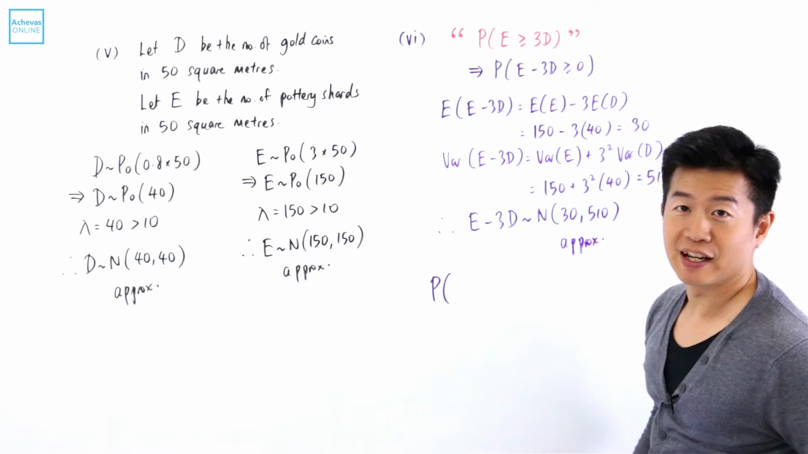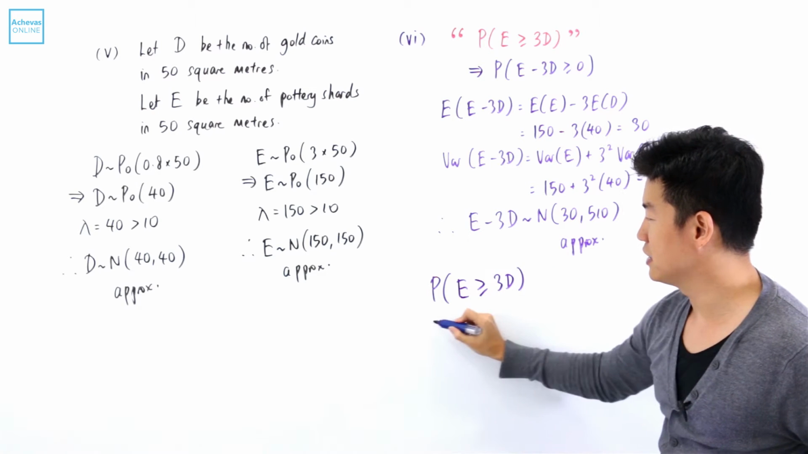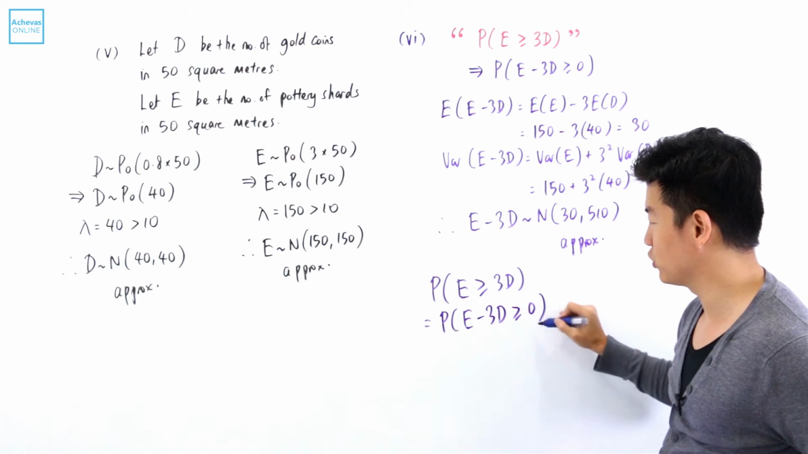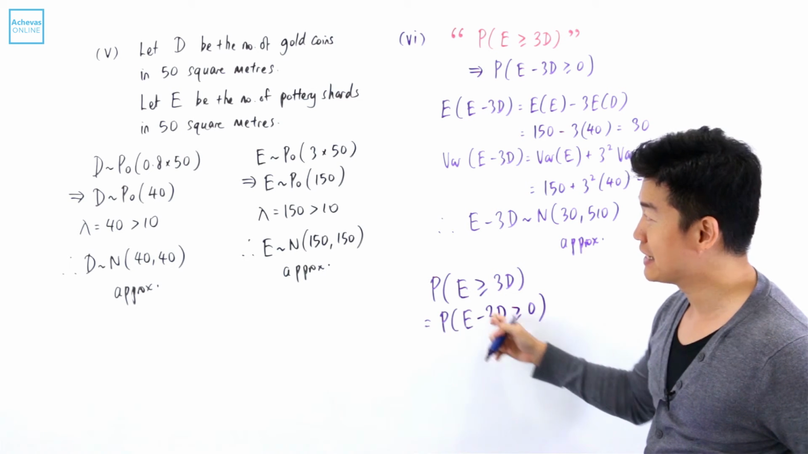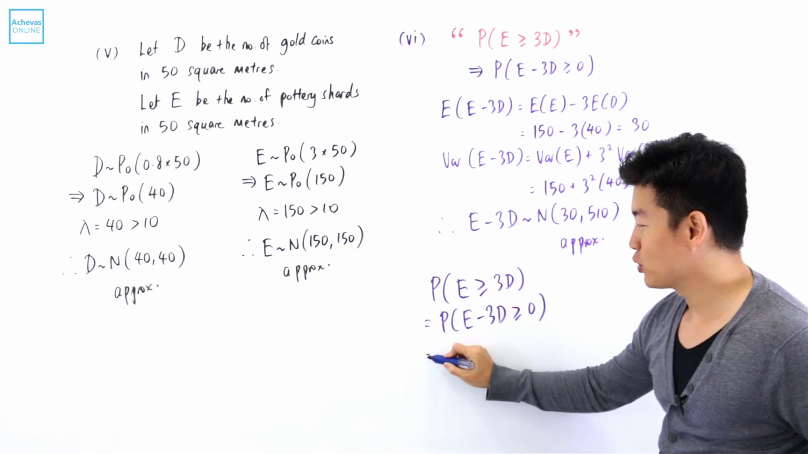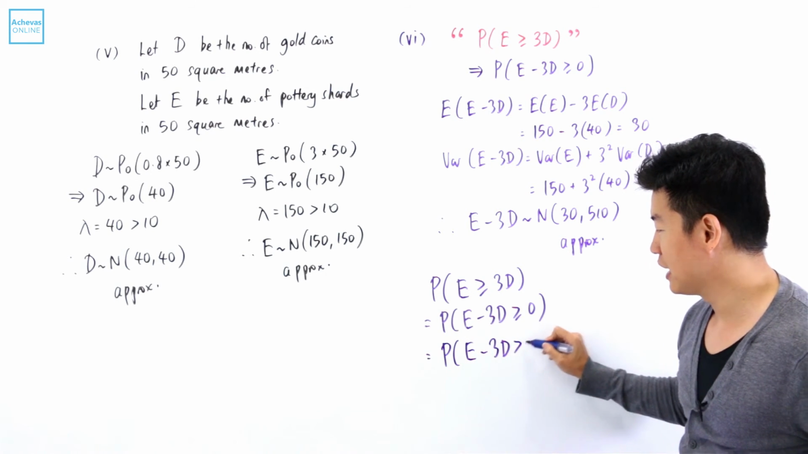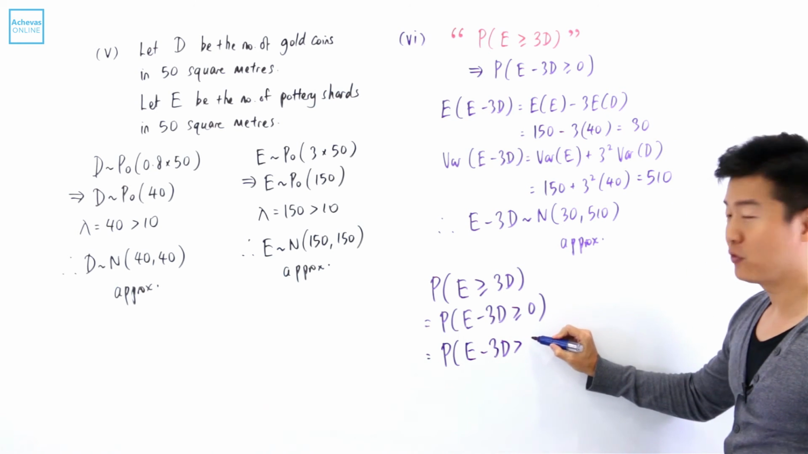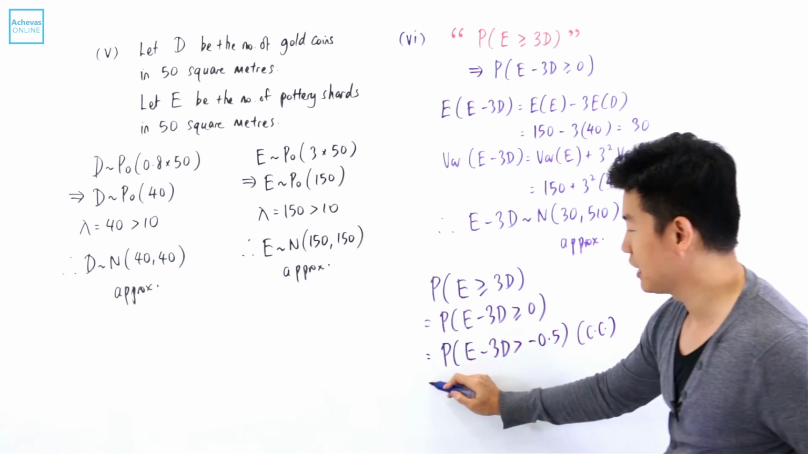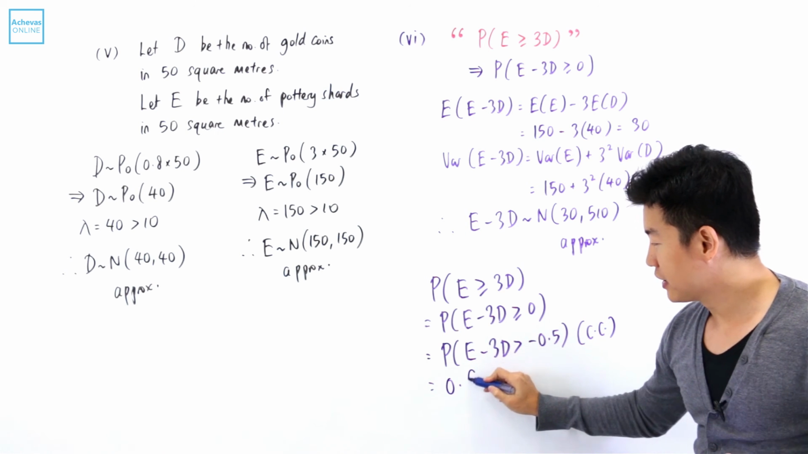Now we can calculate the probability that the question is asking for. It is for E to be bigger or equal to 3D, which is E minus 3D is bigger or equal to 0. But let's not forget that E and D started off as discrete random variables, and because we are now approximating them to a continuous random variable, we need to carry out a continuity correction. So it will be P of E minus 3D is bigger than, by making the area bigger on both the left limit and the right limit, minus 0.5. Okay, and this is carrying out a continuity correction and finding the probability by making use of the normal distribution. This is equal to 0.912.